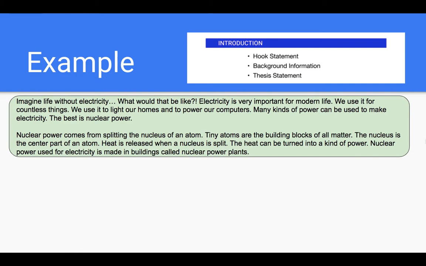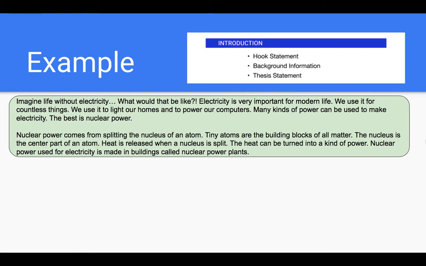Nuclear power comes from splitting the nucleus of an atom. Tiny atoms are the building blocks of all matter. The nucleus is the center part of an atom. Heat is released when a nucleus is split. The heat can be turned into a kind of power. Nuclear power, used for electricity, is made in buildings called nuclear power plants.